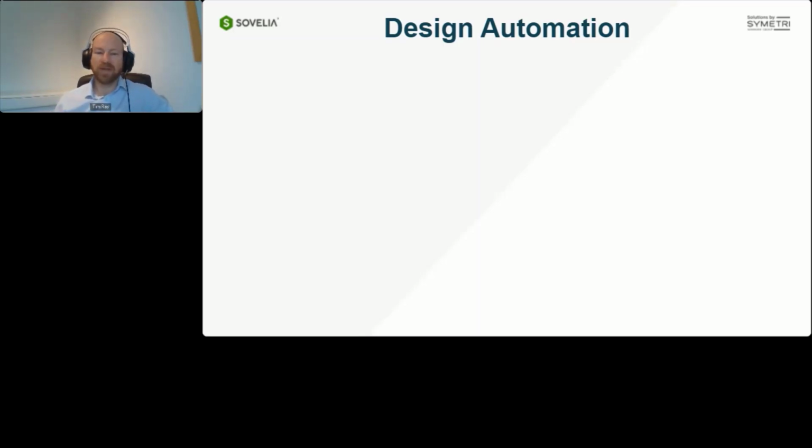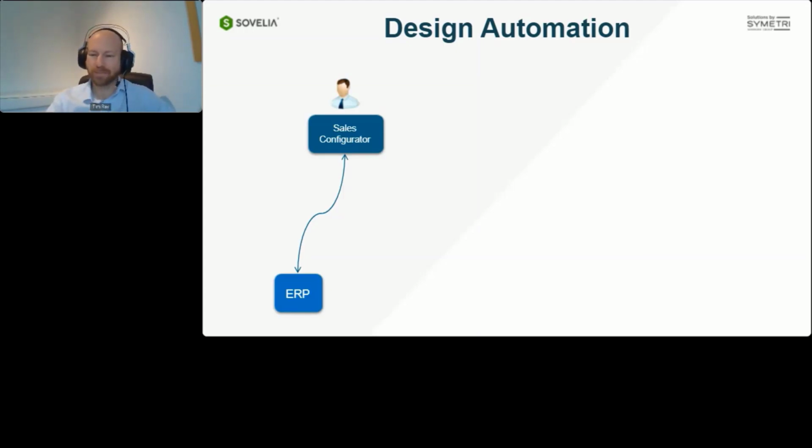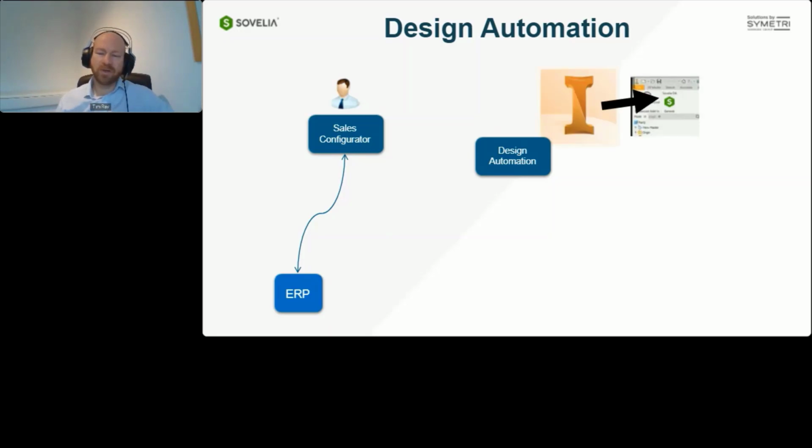So if we look at the design automation side of things, and that output side, we can start to build up a picture. We have our configurator. In this case, we've got a link to our ERP system. But we can also install onto local design workstations our design automator software, which is a connection to the configurator. In this case, we've got Inventor.